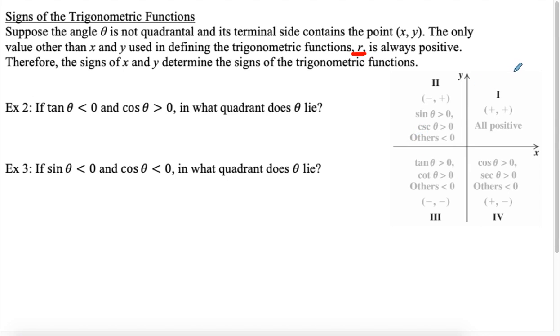Okay? There is an old way to remember which of the big three are positive where.